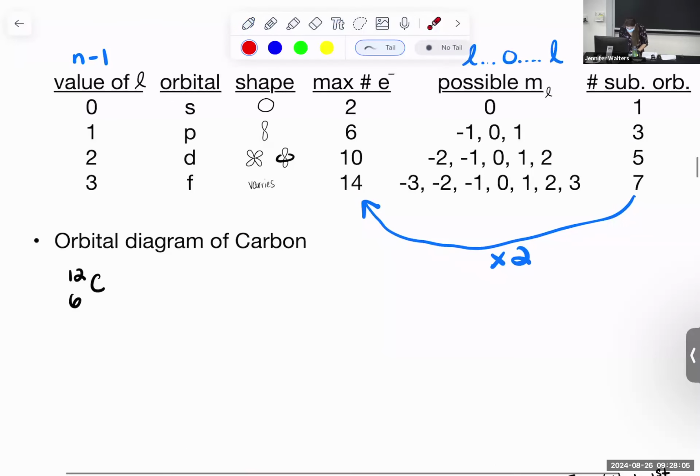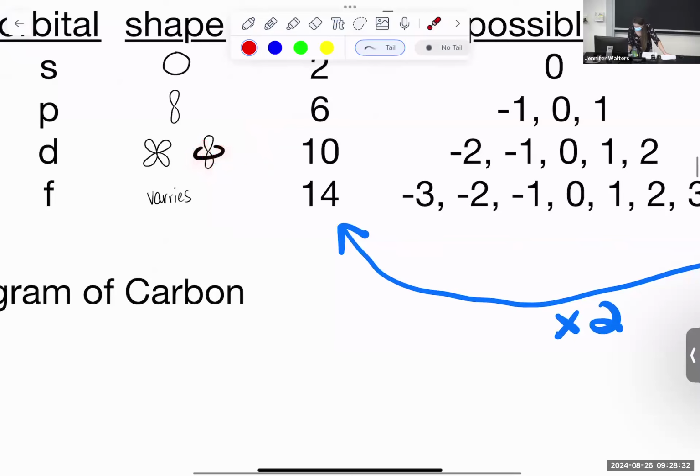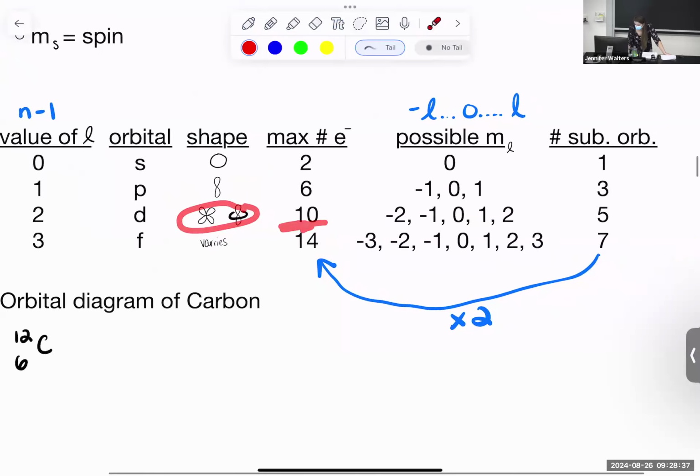Our p orbitals are those dumbbells or the figure 8 or the infinity symbol. We have a max of 6 electrons. So there are 3 suborbitals within them. We draw 3 lines or 3 boxes for the p orbitals. D is our x's. It looks like 2 p orbitals perpendicular to each other, and that random p orbital with a donut going around it. That's our d orbitals. That has a maximum of 10 electrons, and so then we get 5 suborbitals.